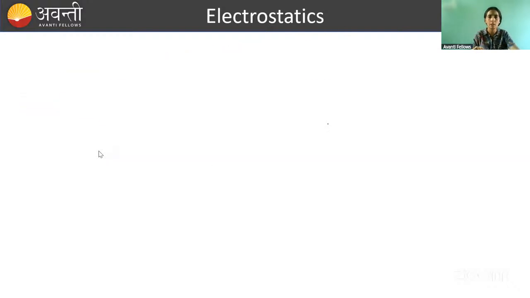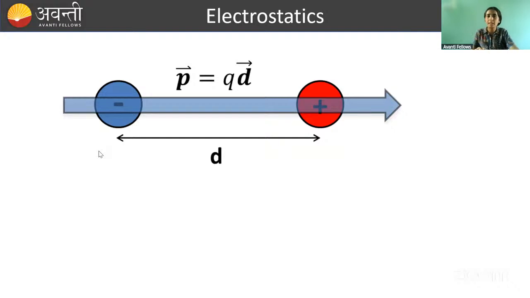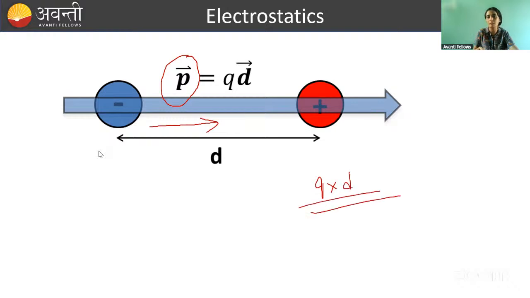ये हमने पढ़ा था. उसके बाद हमने डाइपोल पढ़ा था. What is dipole? Dipole is basically system of negative and positive charge separated by a very small separation, that is called dipole. We indicate dipole by a letter P. Dipole is a vector quantity, so its direction is from negative to positive charge. And what is the magnitude? Magnitude is value of any charge into distance between these two. This is your electric dipole.